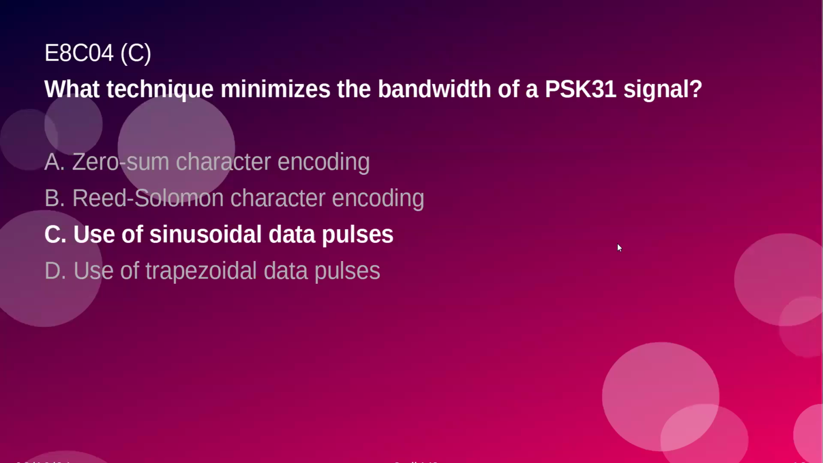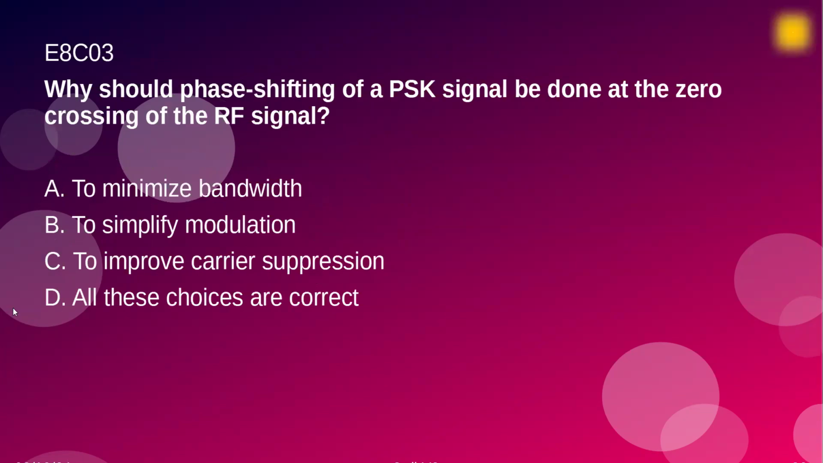So what technique minimizes the bandwidth of a PSK31 signal? Maybe. I have to get a new mouse. Why should phase shifting of a PSK signal be done at the zero crossing of the RF signal? Probably. Alpha?